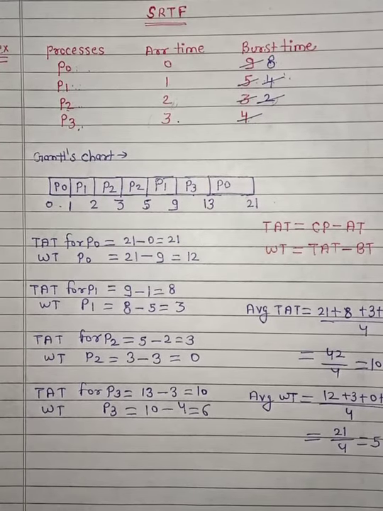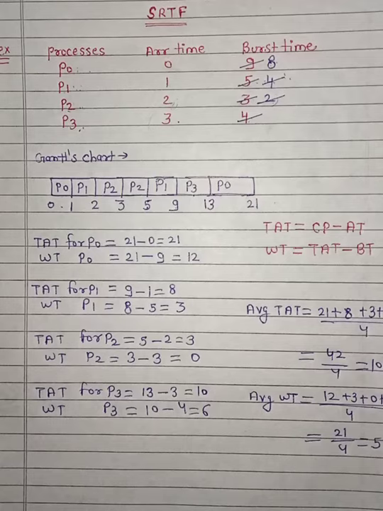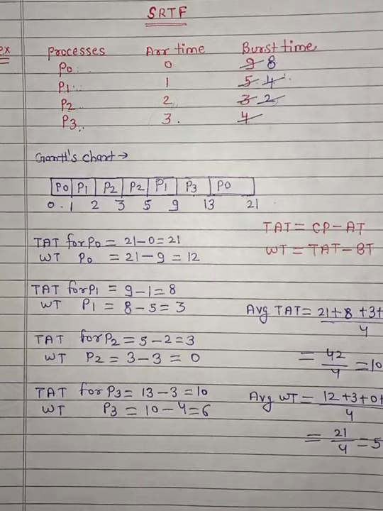So using this way we can calculate the average turnaround time, average waiting time, or the turnaround time and waiting time for each and every process for the shortest remaining time first CPU scheduling algorithm. Okay, in the next video we'll discuss other CPU scheduling algorithms.